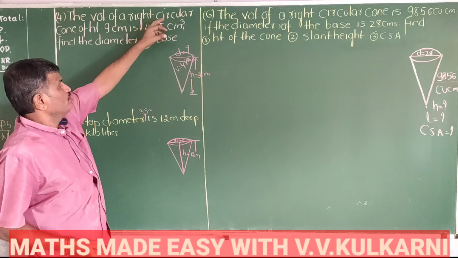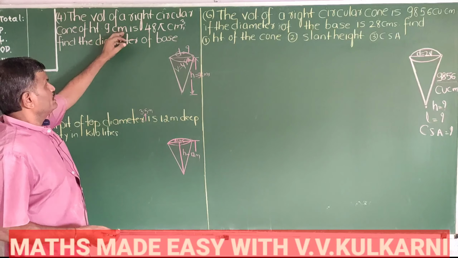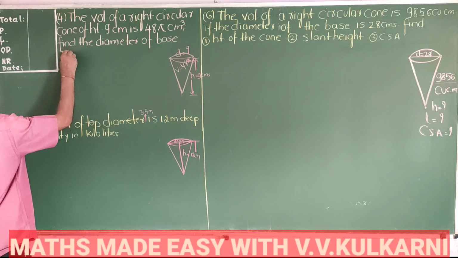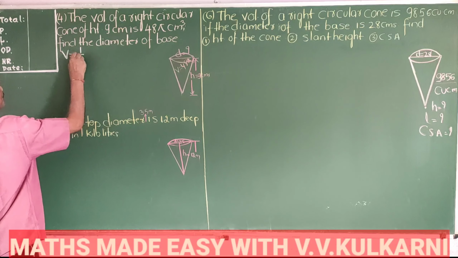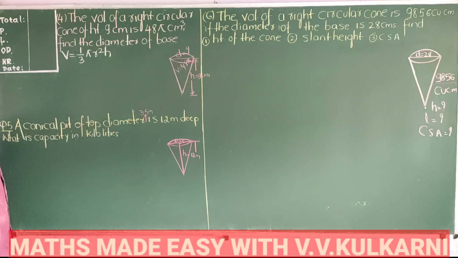Question reads, the volume of a right circular cone of height 9 centimeters is 48 pi cubic centimeters. Find the diameter of the base. That means volume is given to you, height is given to you, you have to find the diameter. Let us use the formula. The formula you know is 1 by 3 pi r squared h. This is what we have to use.